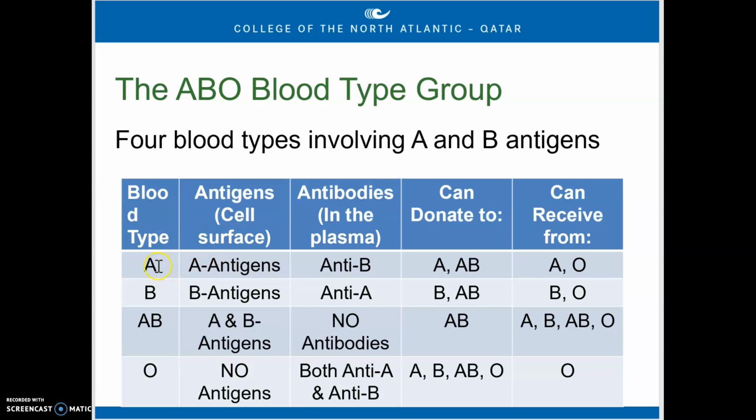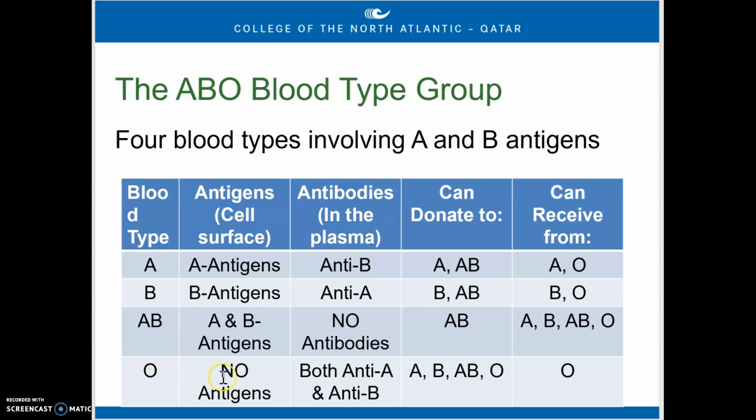If we just take blood type A, for example, then that's going to have the A antigens on the surface of the red blood cells. It'll have anti-B antibodies in the plasma. Okay? If we look at blood type B, those are the ones that'll have B antigens on the surface of the red blood cells, and they'll have anti-A antibodies in the plasma. Blood type AB is going to have both A and B antigens on the surface of the red blood cells, but they won't have any antibodies in their plasma.